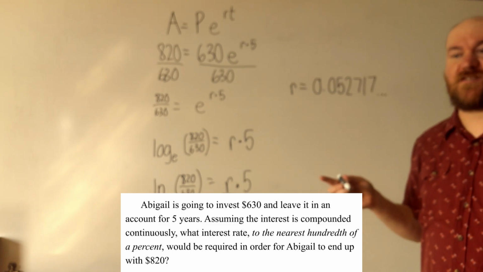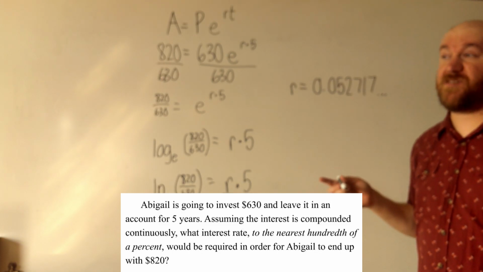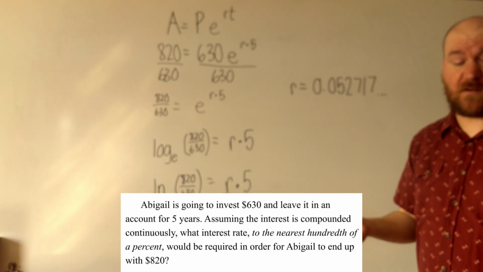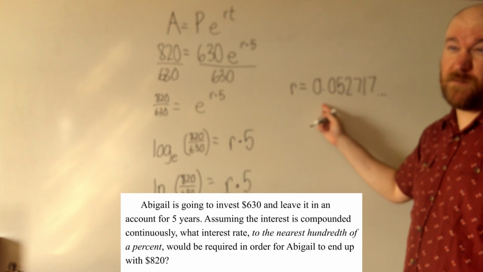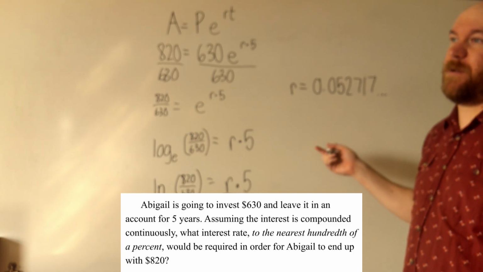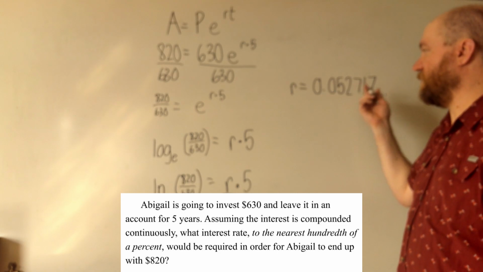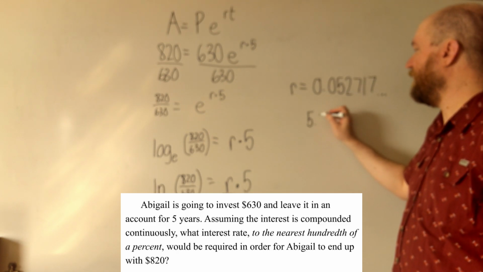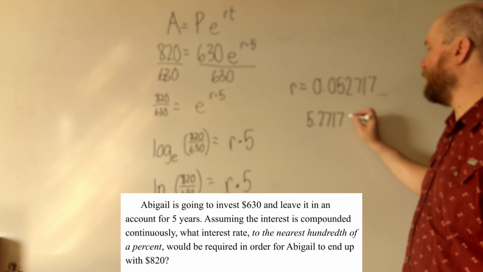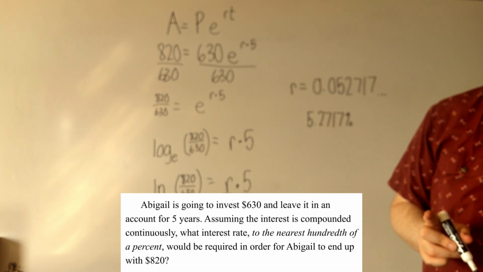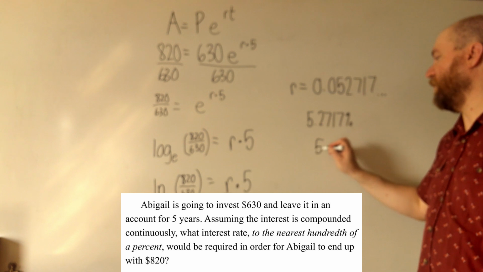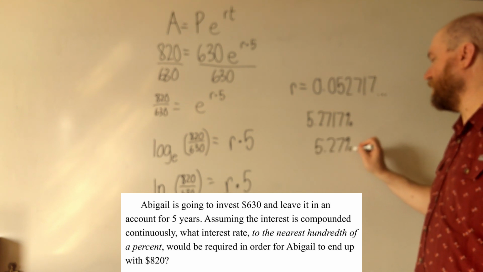Every single question gave us the rate as a percent. So let's give them back what they want. Let's give them the rate as a percent. To turn a decimal rate into a percent rate, you multiply by 100. Or you just move the decimal twice. So that'll be 5.2717%. Let's make sure we're answering the question. Round to the nearest hundredth of a percent. So our real answer is 5.27%.